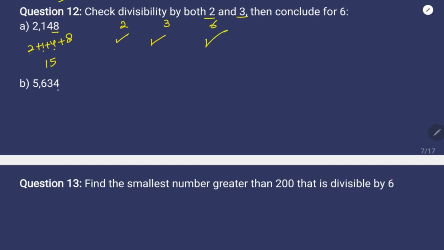Now 5634. Is it divisible by 2? Yes. 5 plus 6 plus 3 plus 4. 5 plus 6 is 11. 11 plus 3 is 14. 14 plus 4 is 18. Yes. So yes, yes is a yes, right?